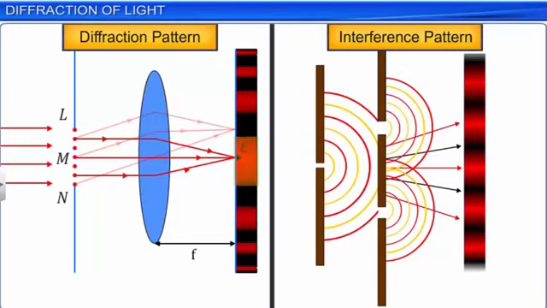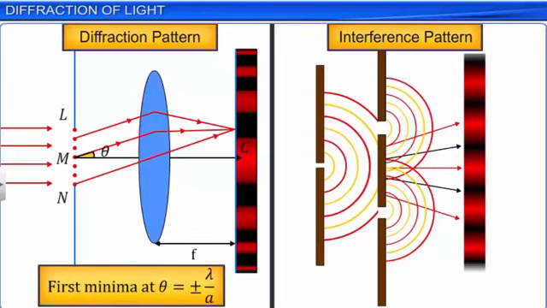In the case of diffraction, the first minima is formed at an angle theta equal to plus or minus lambda by a, whereas the condition of angular separation theta equal to plus or minus lambda by a corresponds to the central maxima for two-slit interference pattern with a equal to the separation between the slits.